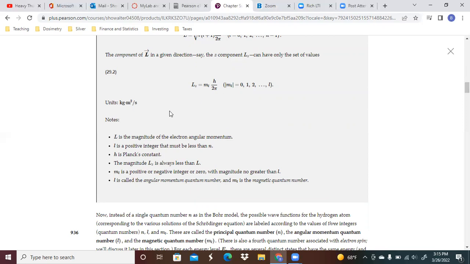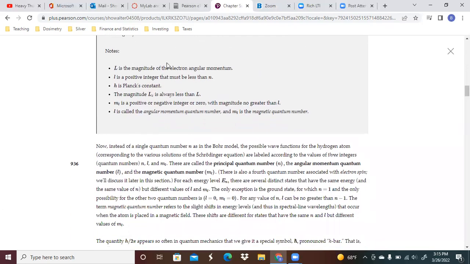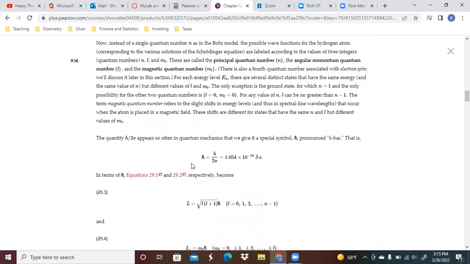So you can see those here. And you can see all of these values listed here. M sub L is going to be your magnetic quantum number. L is going to be the angular momentum quantum number. So instead of a single quantum number, as in the Bohr model, the possible wave functions for the hydrogen atom are labeled according to the values of 3 integers.